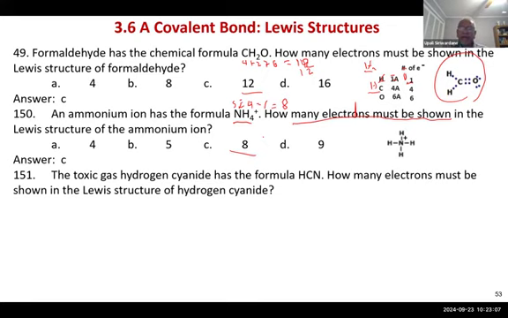Hydrogen cyanide here. 1 from hydrogen, 4 from carbon, 5 from nitrogen. Nitrogen is 5A, carbon is 4A. The group number gives the number of electrons directly. Therefore, this is 1 plus 4 plus 5 is 10. So the answer is C.